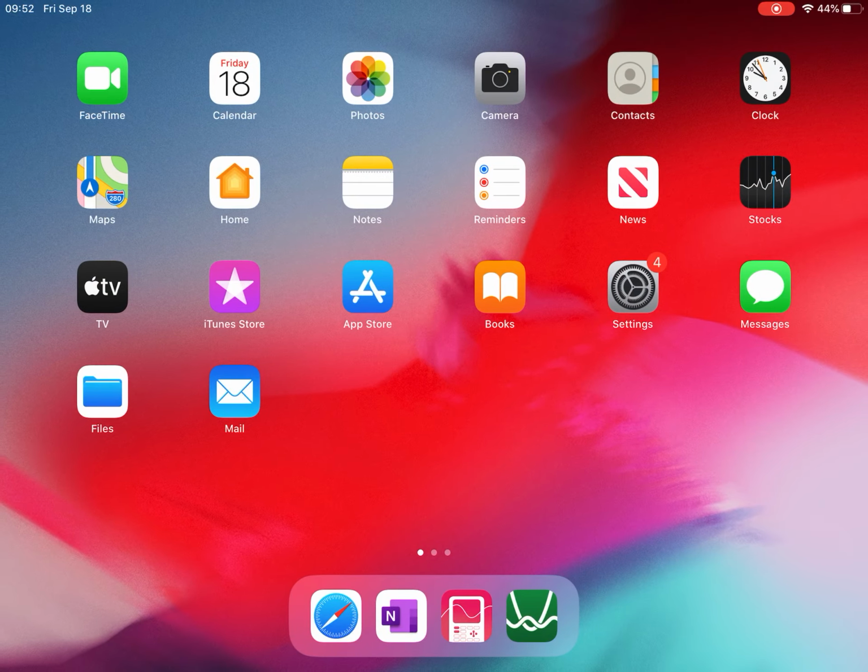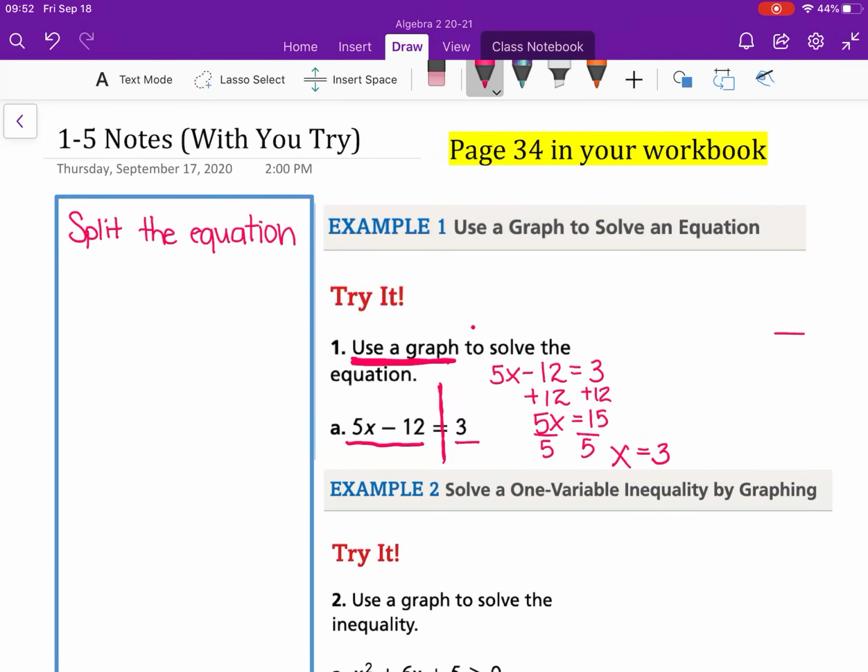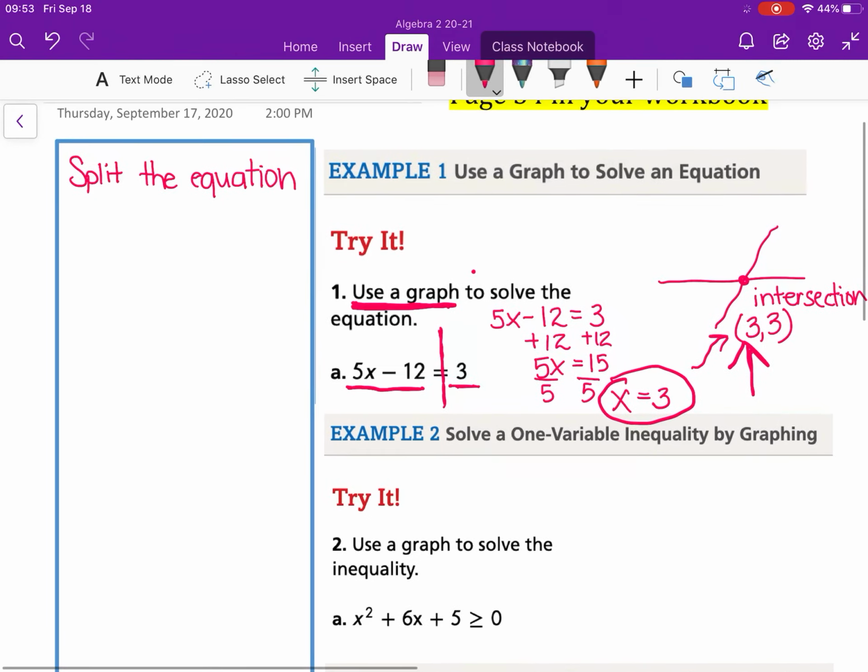I look for the intersection point. The intersection point is 3, 3. So I'm going to make a little note here. Because remember, these are our notes that we look back on in case we need help with another one. 3, 3. I always use the x value only because notice there is no y in this equation. So I only care about the x value to get x equals 3.